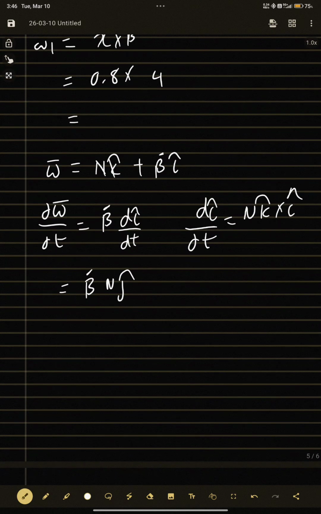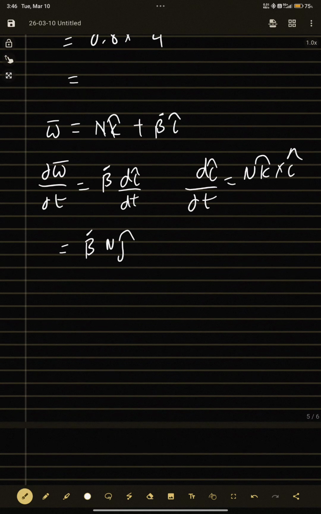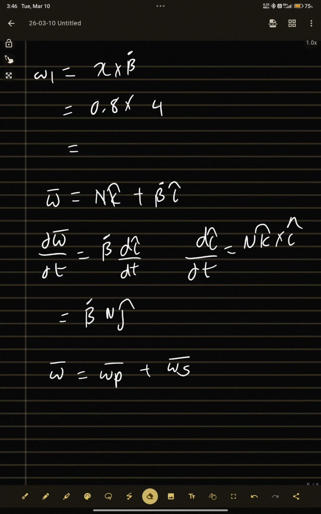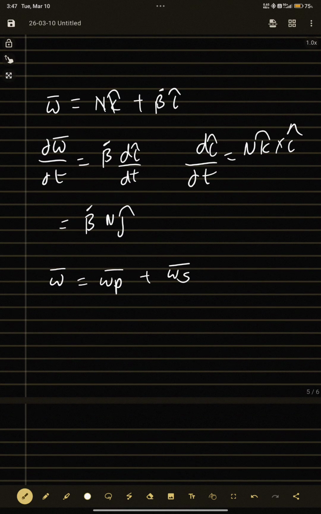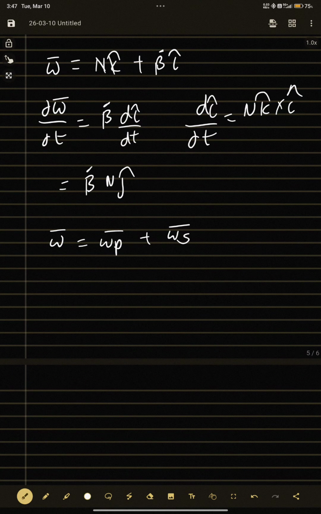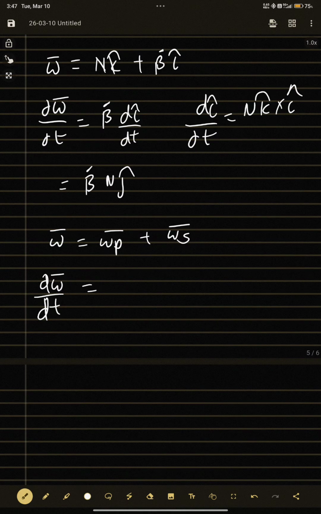और एक क्या तरीका है इसको करने का? ओमेगा का दो कंपोनेंट बताइए। वन इज ओमेगा प्रिसिशन एंड ओमेगा स्पिन। स्पिन मान लो ये है बीटा डॉट I और प्रिसिशन है n k। नाउ यू टेक टाइम डेरिवेटिव। तो d ओमेगा p dt, इस केस में प्रिसिशन एंगुलर वेलोसिटी चेंज कर रहा है? नहीं चेंज कर रहा है, क्योंकि मैग्नीट्यूड भी कांस्टेंट और डायरेक्शन तो हमेशा वर्टिकली अपवर्ड। सो दिस d ओमेगा p dt इज 0.